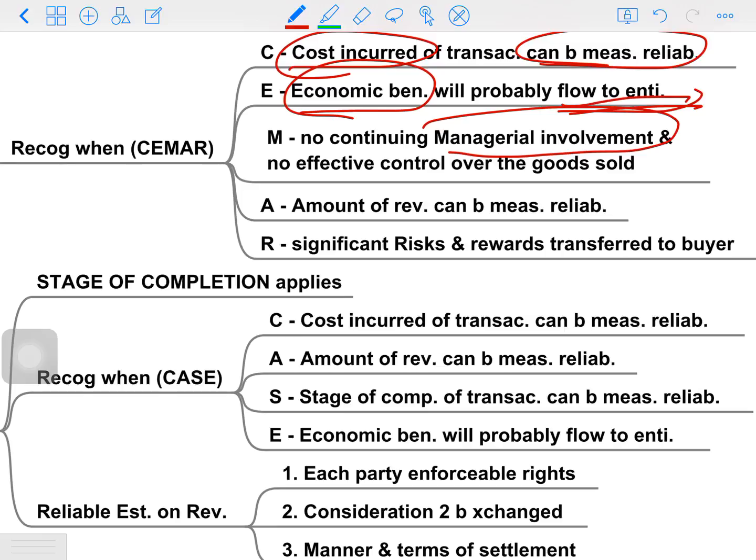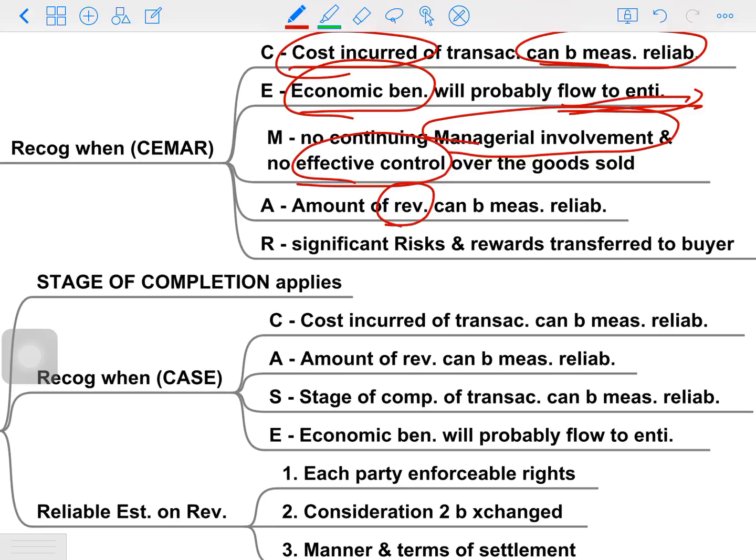And then the amount of revenue can be measured reliably. Tadi cost can be measured reliably, kan? Now the amount of revenue can be measured reliably. Cost tadi kita boleh measure reliably sebab kita beli daripada supplier, kan? Supplier bagi receipt untuk pembayaran. Cost dia banyak tu. You can measure it reliably. Now the amount of revenue can be measured reliably. Maknanya revenue tadi mungkin you calculate revenue cost plus profit, kan? 10% profit. So it can be measured reliably.